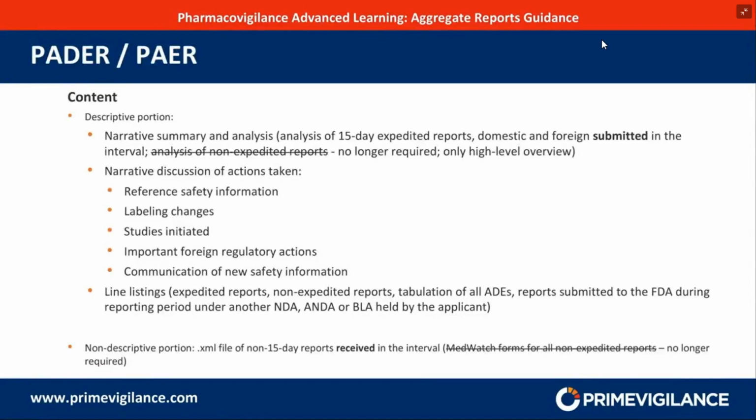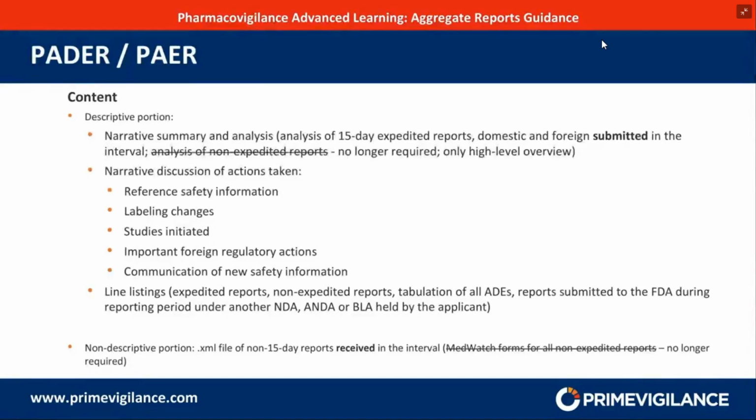Now, the content of these reports is relatively simpler compared to, for example, PSURs and PBRERs we mentioned earlier. They consist of 2 main parts: the descriptive portion and a non-descriptive portion. The descriptive portion is the actual body of the aggregate report with its appendices, and then the non-descriptive portion consists of an XML output from the database, and this part is submitted separately from the descriptive portion.